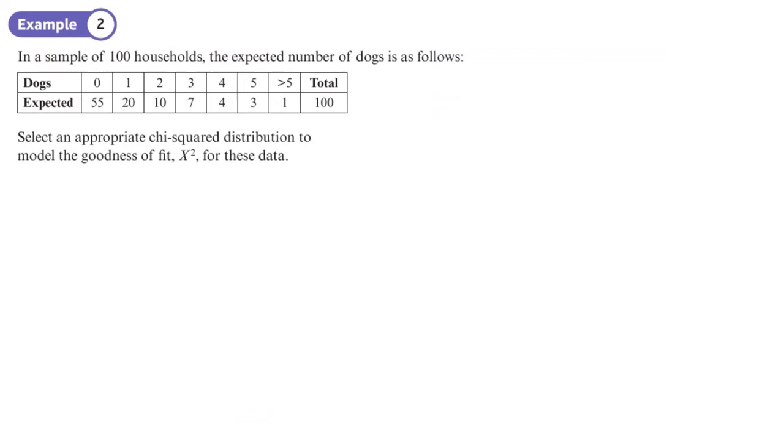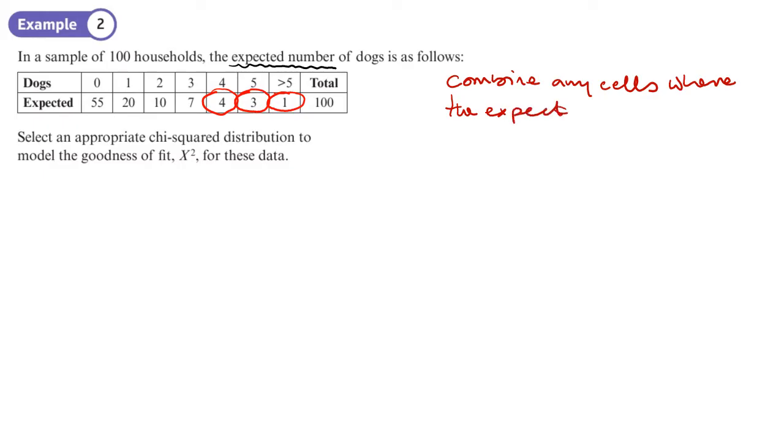Okay, so in a sample of 100 households, the expected number of dogs, and so we've been given the expected number, so remember this is not the observed, but the expected that we use to get our chi-squared value. Here we can see that in this table there are 1, 2, 3 cells where the expected values are less than 5. And remember that we need to combine any cells where the expected values are less than 5. So we've got 3 of them here, and it says select an appropriate chi-squared distribution to model the goodness of fit x squared for this data.